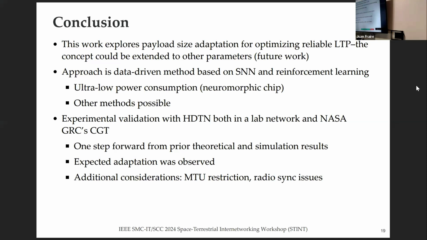Do you have any questions? Hello, thanks for the presentation. Very, very interesting. My question is, did you configure any specific time hysteresis between segment size changes? Yeah, so basically how frequent would the segment size change?